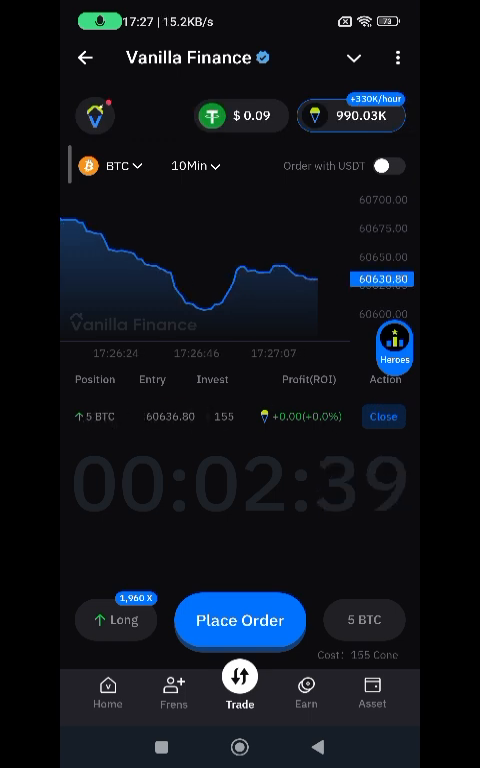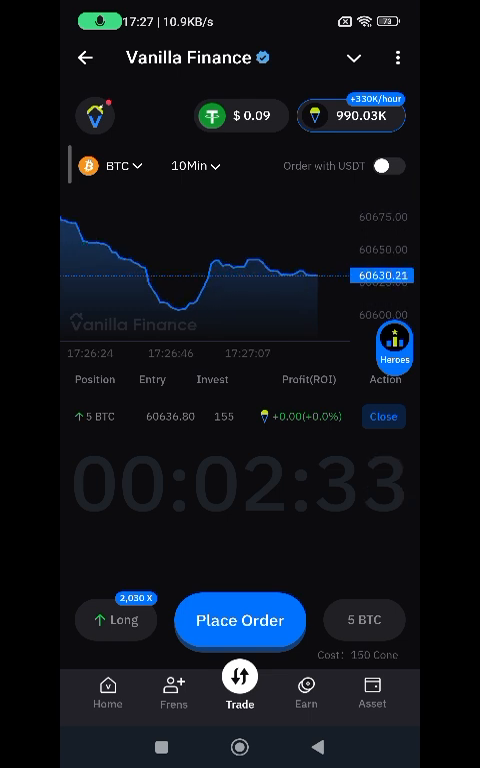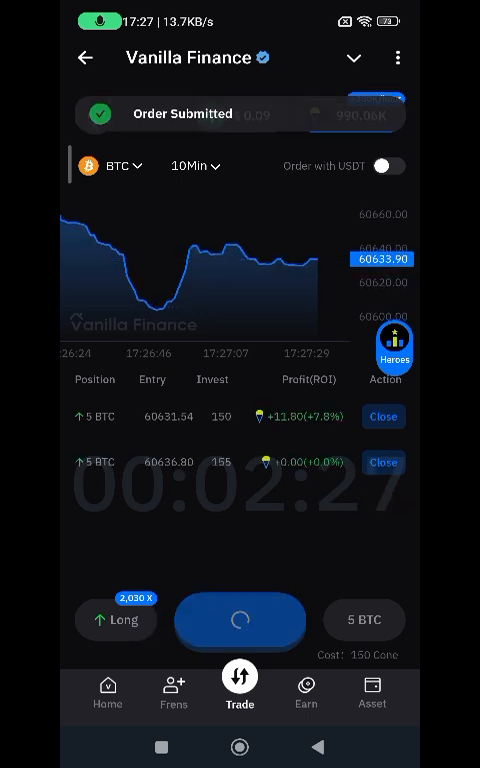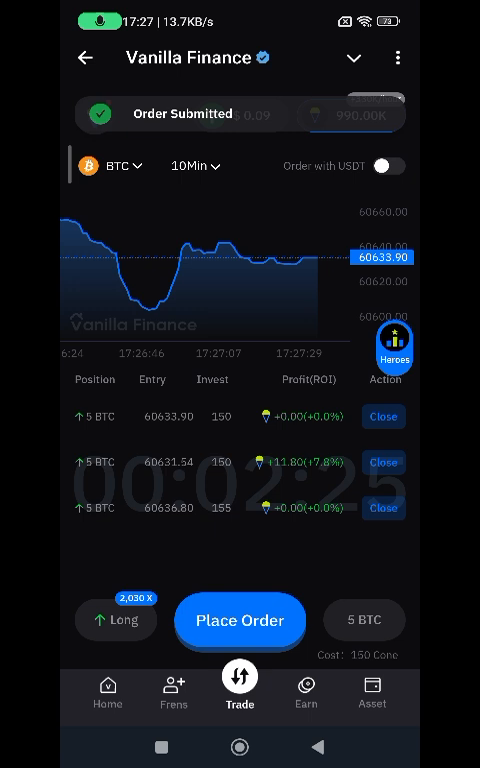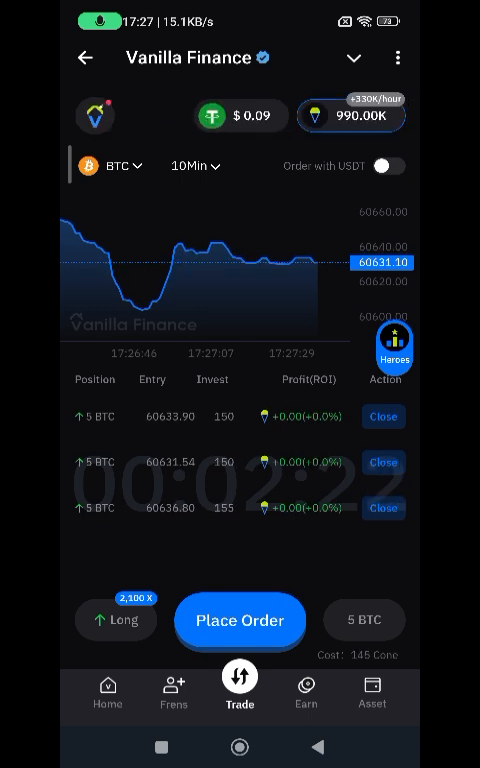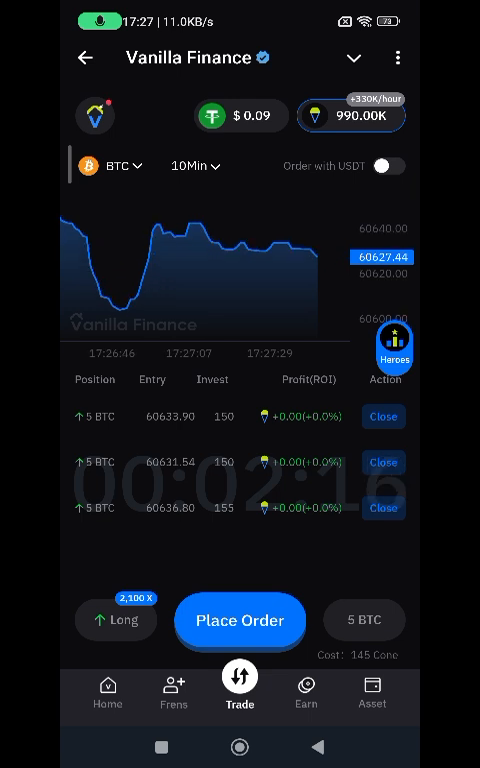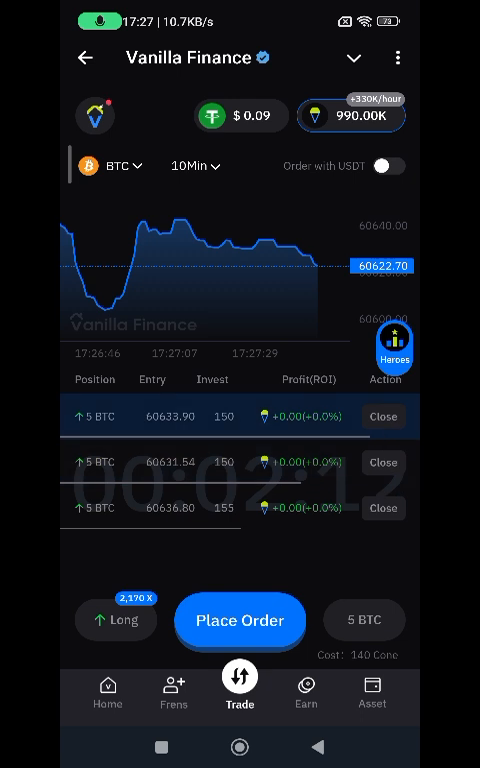All right. So, on Vanilla Finance, you can place up to 10 positions. Up to 10 positions, meaning I can place another order and it appears, place another one, it appears, till 10 positions. As soon as you get to 10 positions, they would tell you you've maxed out on your 10 positions. You can't open any more positions. All right. So I'll quickly close all of these.